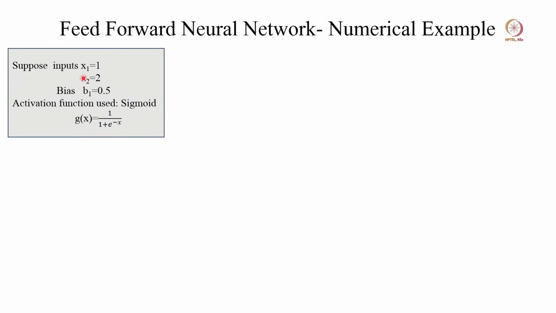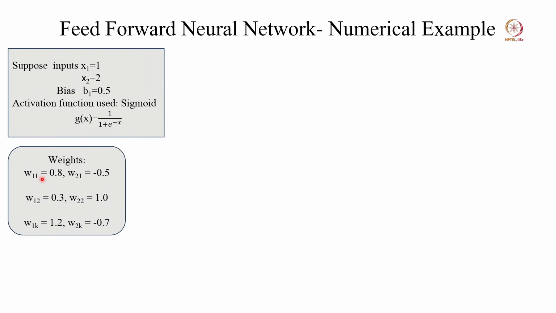So, suppose we have inputs x1 and x2 as 1 and 2, bias b1 equal to 0.5, and the activation function used is the sigmoid activation function. Once again, it's a mathematical operation, which is given as g(x) equal to 1 by 1 plus e to the power of minus x. So, that is the activation function that we use here, and it is called the sigmoid activation function. Right now, we will just use this one. In my next session, we will go into the details of what exactly the sigmoid activation function is.